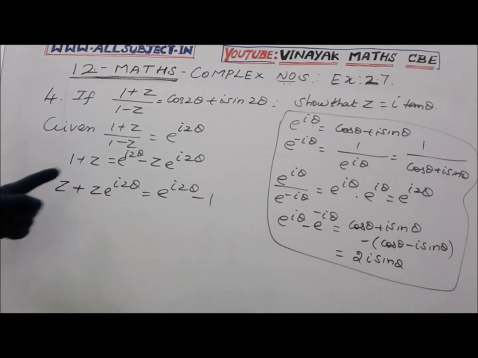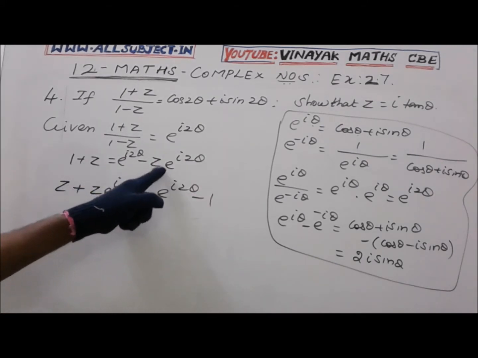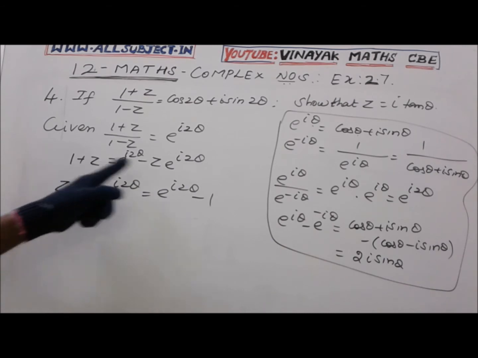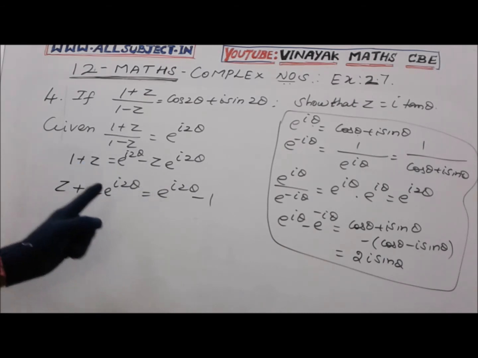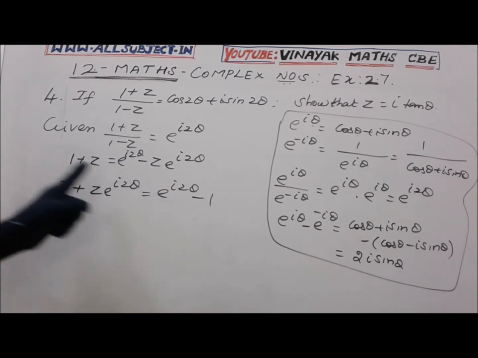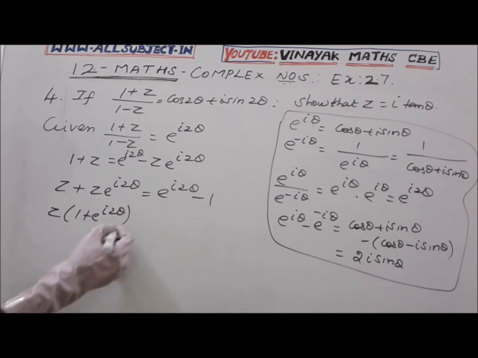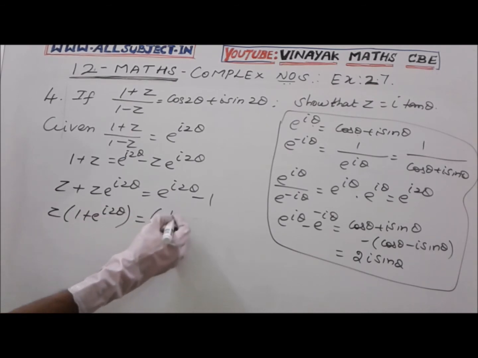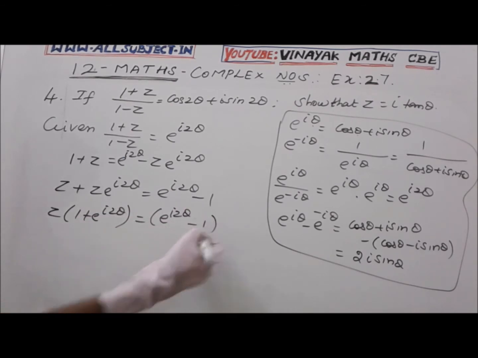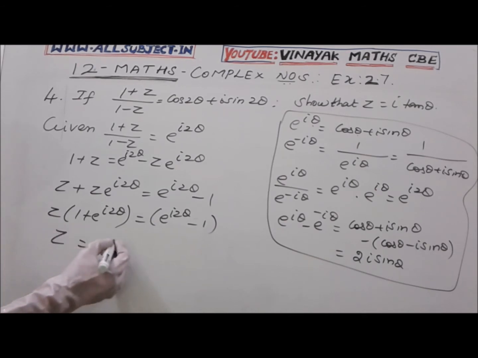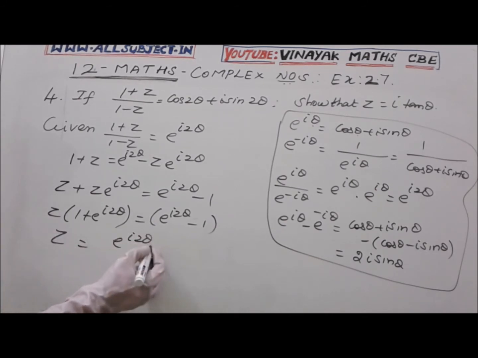Listen carefully here. Here we have z. This z term becomes plus on the left side. So z plus z into e power i 2 theta. Then here we have e power i 2 theta. This 1 on the right side becomes minus 1. Now taking z as common, 1 plus e power i 2 theta equals e power i 2 theta minus 1. Now z equals e power i 2 theta minus 1 by 1 plus e power i 2 theta. We can simplify further.